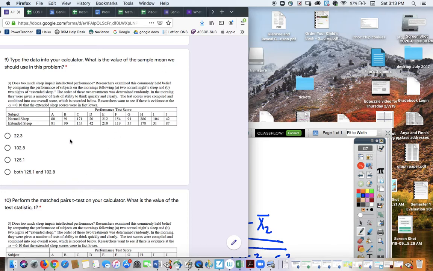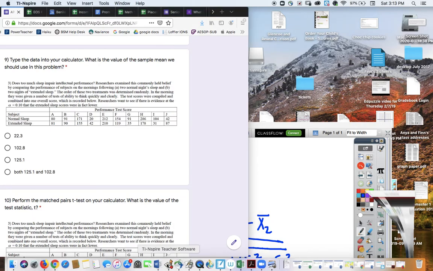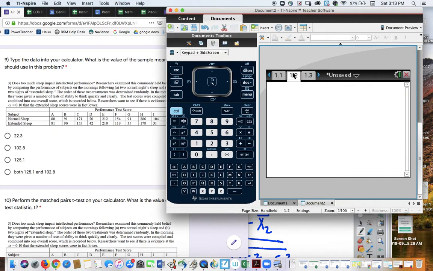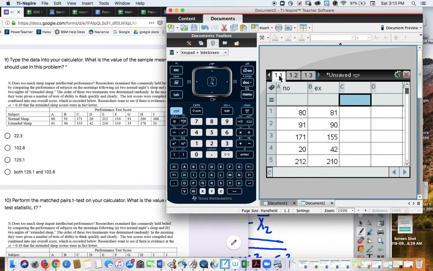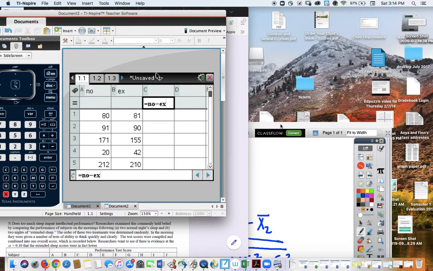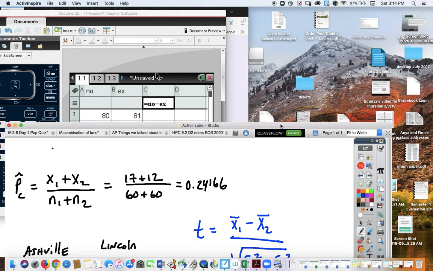When it's matched pairs, I'll bring up my calculator. We're interested in the difference between those two. So I've got normal sleep, I've got extended sleep. When you're doing matched pairs, you want to create a third column. And I'm going to do normal minus extended. The reason why I'm subtracting those, let me go over here. In the problem, it said that it thought extended scores were lower.